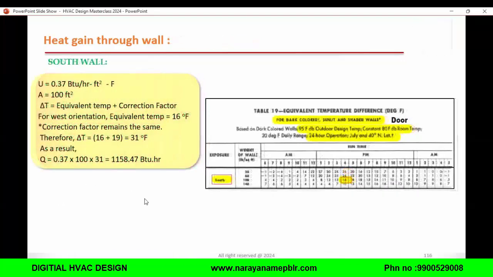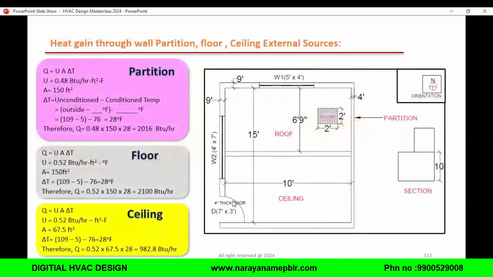Similarly for the south, you'll find out; the correction factor remains the same. Equivalent temperature is 16. If you multiply, we will get the total BTU. Clear till now? Any doubt? Yes, sir. Clear. I'll share this carrier handbook, so all the references you can take from that itself.